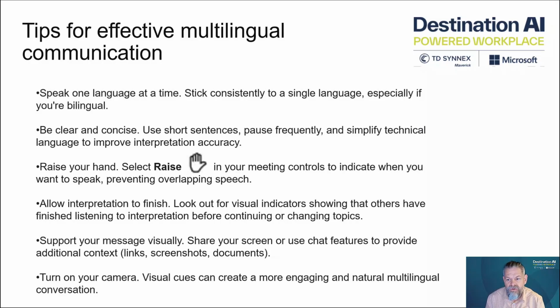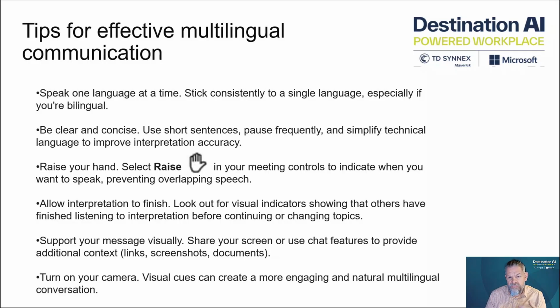It's really difficult for an interpreter to understand where one language changes to another. I may speak English at the beginning and Spanish at the end. Stick to one language, and so the interpreter can bring those things together for us. Be concise of what we're doing and how we're utilizing it. Use short sentences and pause frequently. Allow the other language to potentially catch up.